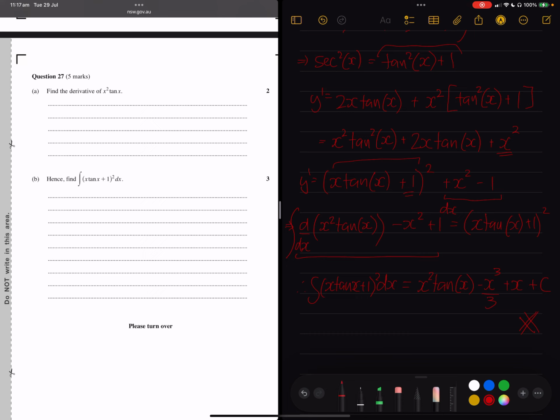It would have been very hard to do this if we didn't have the function provided in part A and they didn't tell us to take a derivative. You would have to use something else, some other process like an integration by parts, which doesn't happen in the advanced maths curriculum.